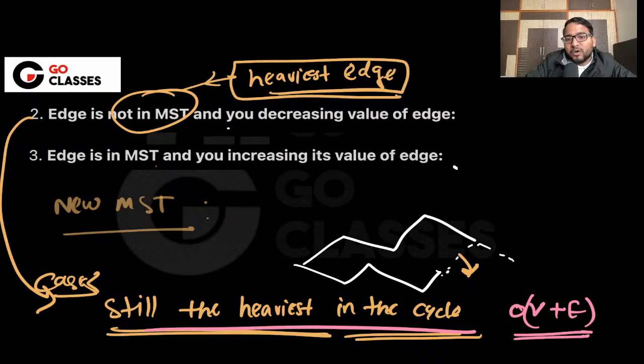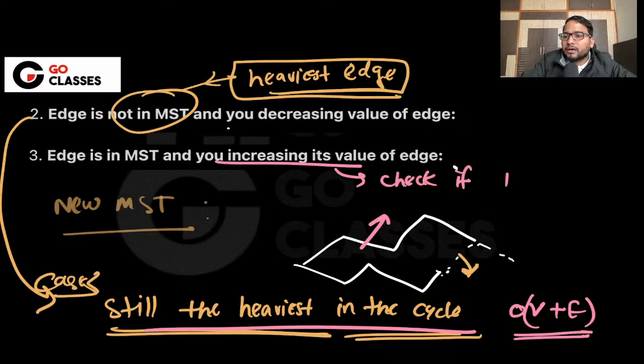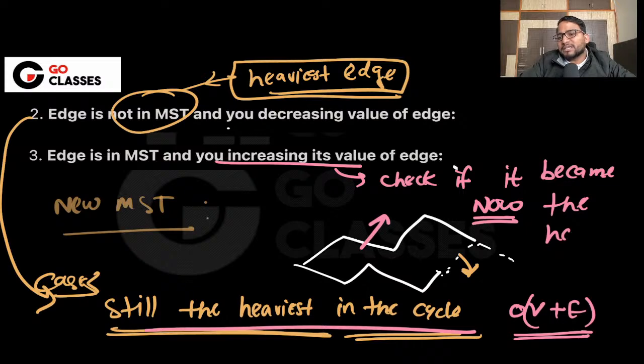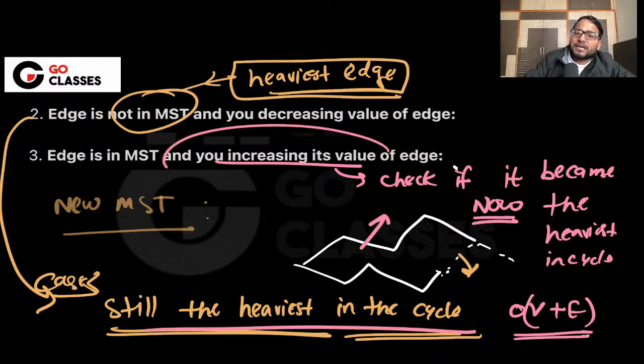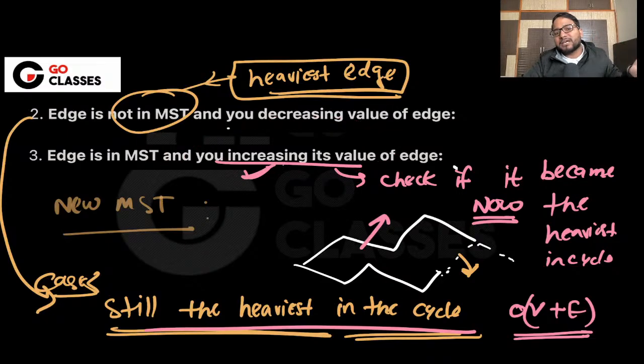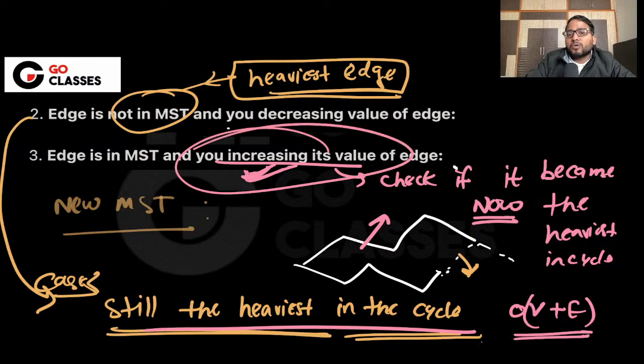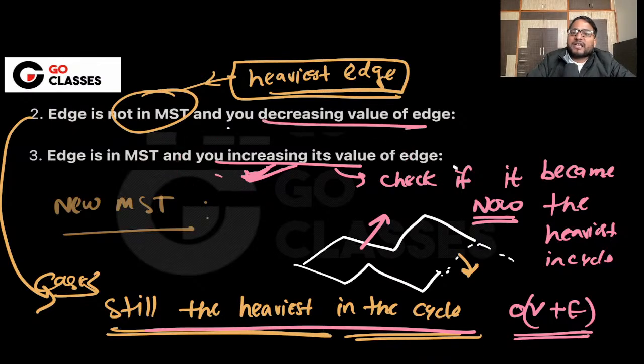Similarly, if it is an MST edge and you are increasing the weight, then you need to check whether it has now become the heaviest in the cycle. If not, you keep it as it is. If it has become the heaviest, basically you reject it. You take the next minimum instead, since you will not take the heaviest. So in both the cases, you just need to check the cycles.